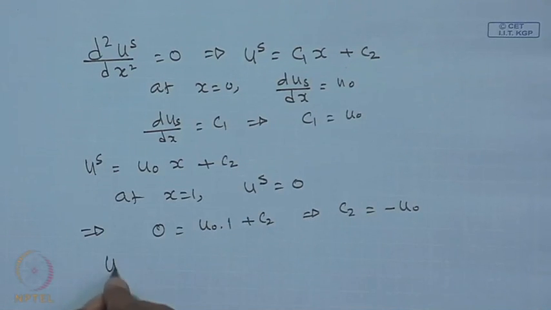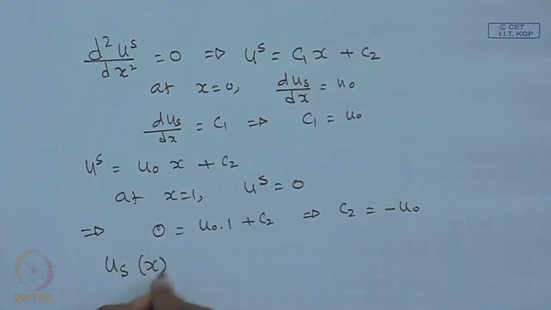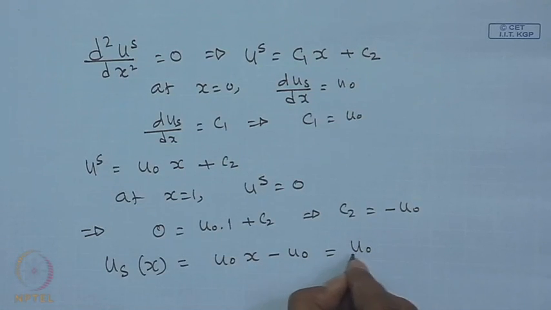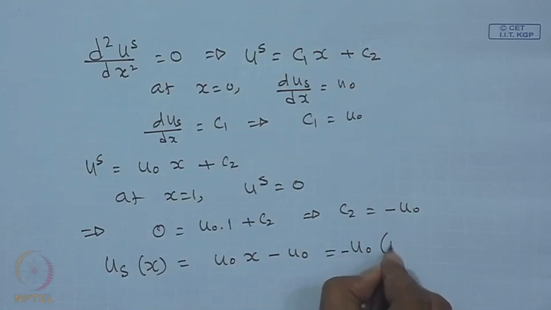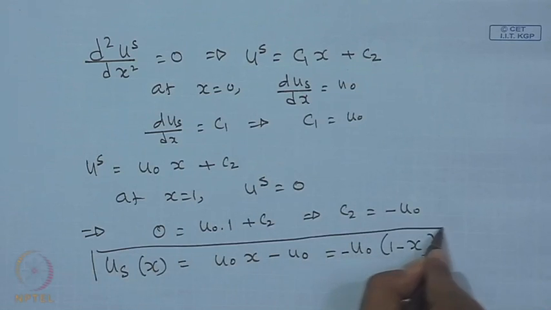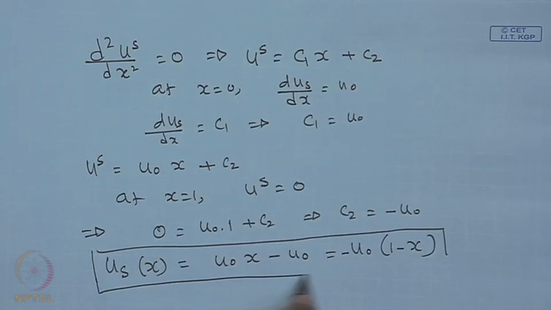Therefore, we get the solution of u_s as a function of x, which is nothing but u_0 x minus u_0. You can take u_0 common, and this becomes u_0 into (1 minus x). So, this is the solution of the steady state part.